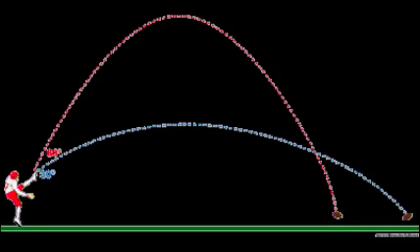In addition, the angle of the kick will help to determine how far the ball goes, as shown in this diagram.